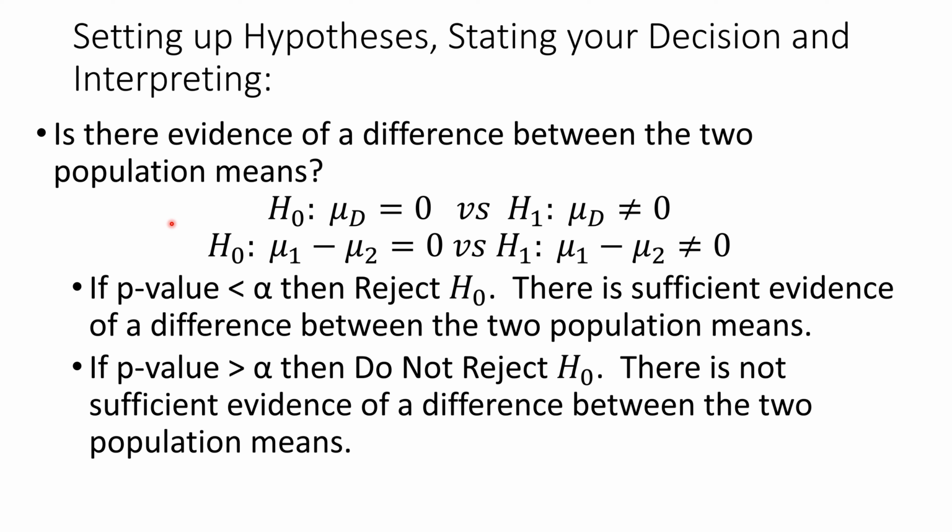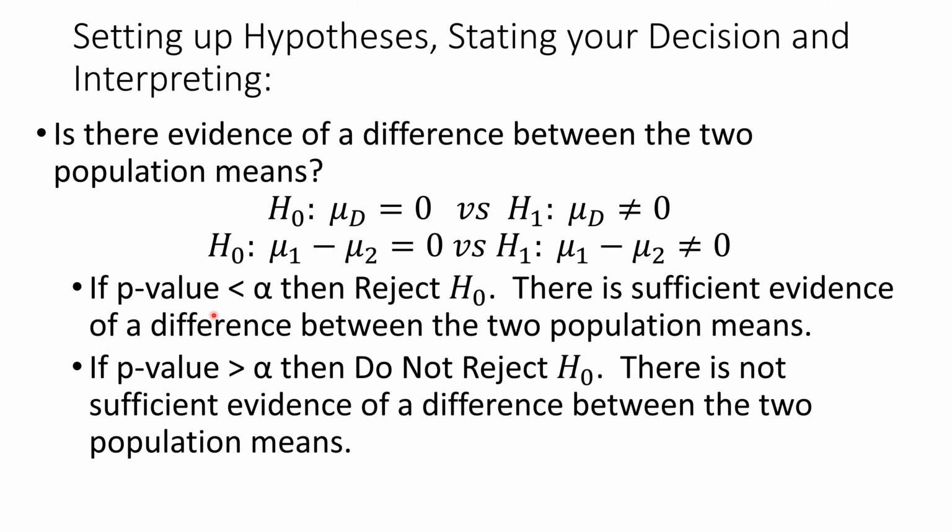If we are interested in whether there is evidence of a difference between the two population means, then if we have dependent samples, the null hypothesis will be mu d equals 0, versus the alternative hypothesis as mu d doesn't equal 0. If we have independent samples, the null hypothesis will be mu1 minus mu2 equals 0, versus the alternative hypothesis as mu1 minus mu2 doesn't equal 0.